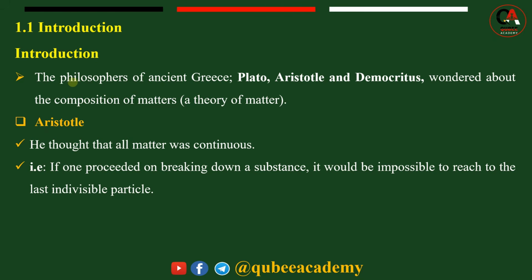Here from this introduction part, we are going to discuss what different philosophers, especially philosophers of ancient Greek, like that of Plato, Aristotle, and Democritus, what they forwarded or developed about matters qabxii jedhu ilaalla jechaadha. From that, let us start from what Aristotle developed regarding the matter. Aristotle thought that all matter was continuous, meaning that if one proceeds on breaking down substance, it would be impossible to reach the individual particle.